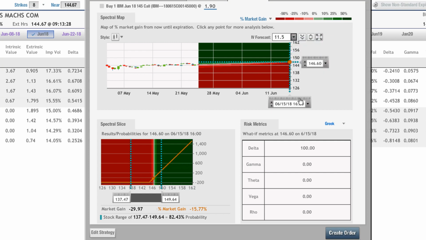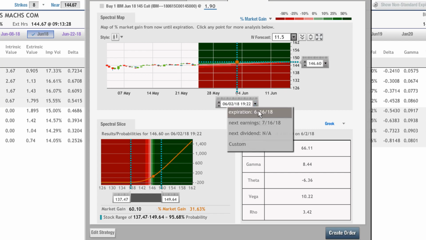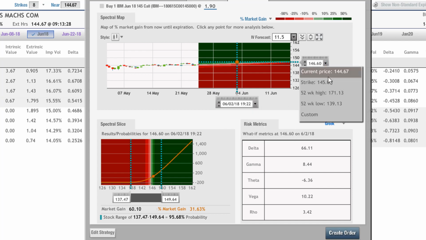But I can also change the date with this slider right here. And as I just showed, I can change the price. But I can also click this little box here. I can go directly to the option expiration. I can go to the next earnings, next dividend if it was applicable, or I can actually type in an exact date and even down to the hour and minute. I can do that with the price over here. I can go to the current price. I can go to my strike, which is 145 in this example, to the 52-week high, 52-week low, or I can, same thing as double clicking in there and just changing the actual price.